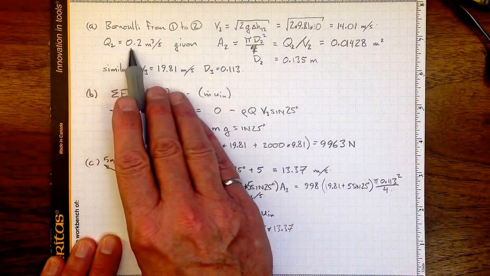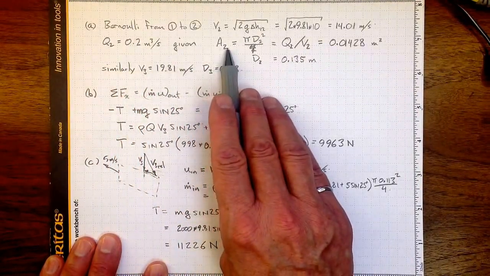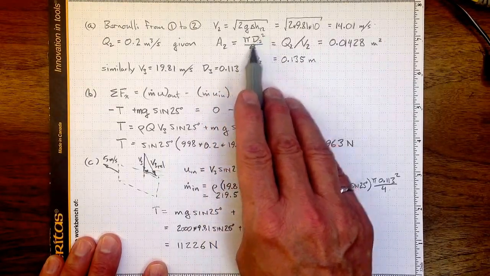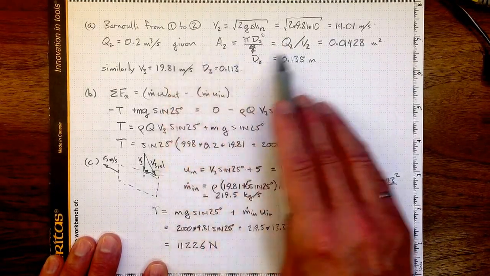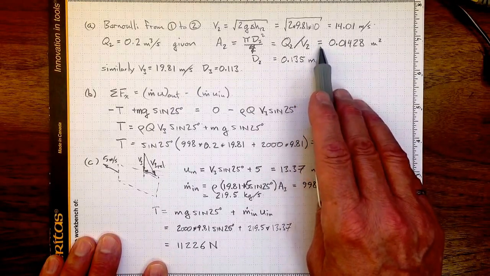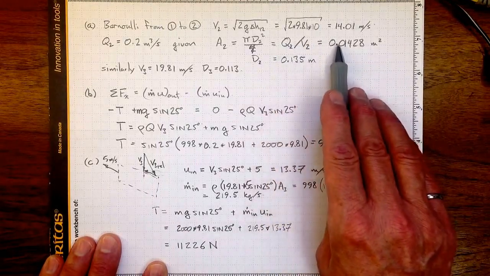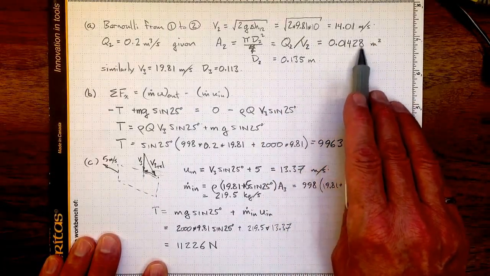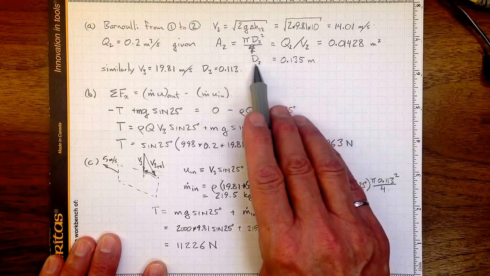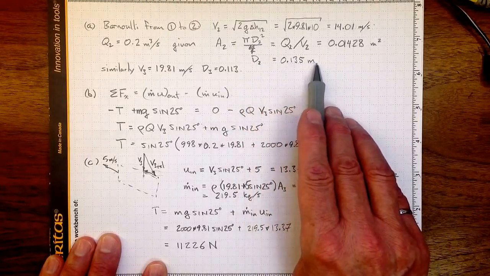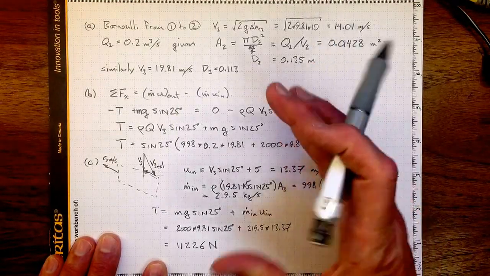We were given that the flow rate is 0.2 cubic meters per second. So the area at 2, which is pi d2 squared over 4, must be equal to the flow rate at 2, that's q2 that we were given, divided by the velocity at 2, because q is equal to v times a. So we know the flow rate, we know the velocity, we can figure out the area, 0.01428 square meters, and back calculating to get the diameter, we wind up with d2 equal to 0.135 meters. So about 13.5 centimeters across. So fairly big.